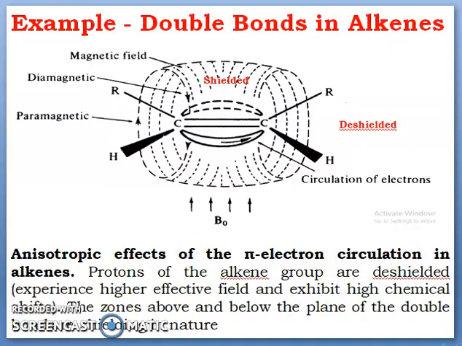Let us go to the next example, double bonds in alkenes. See, the methyl, R groups and hydrogen are present at the corner of this molecule, whereas the shielding effect is exerted at the center, thereby the corner groups are completely deshielded. The anisotropic effects of the pi electron circulation in alkenes: the protons of the alkene groups are deshielded. The zones above and below the plane of the double bond are shielding in nature.